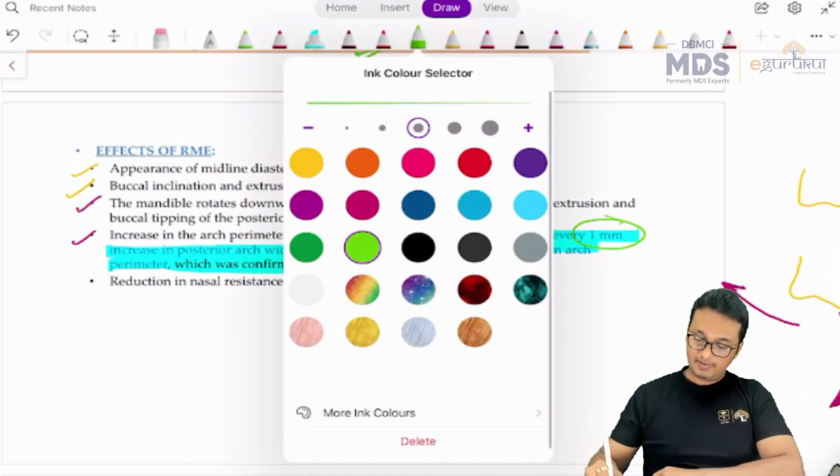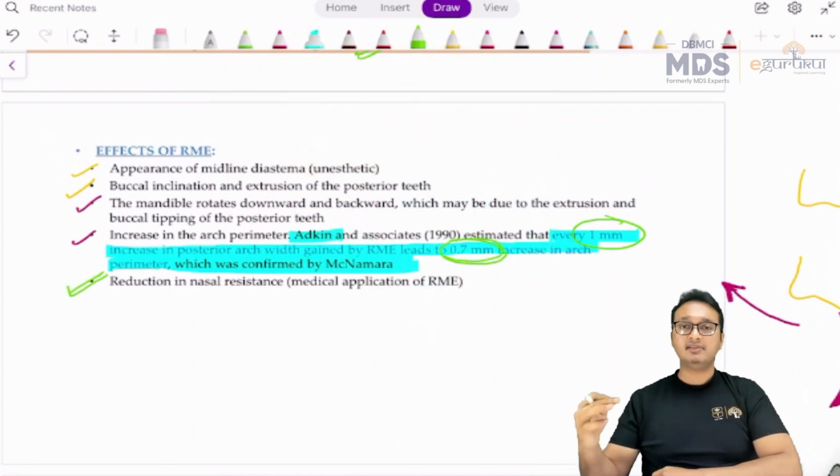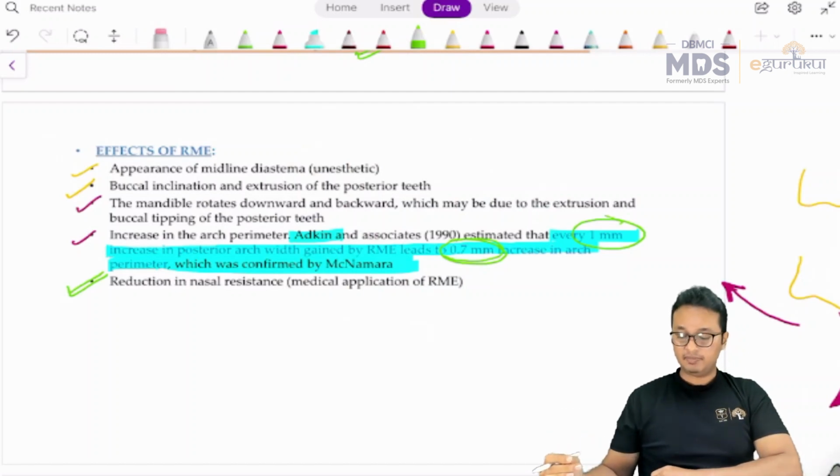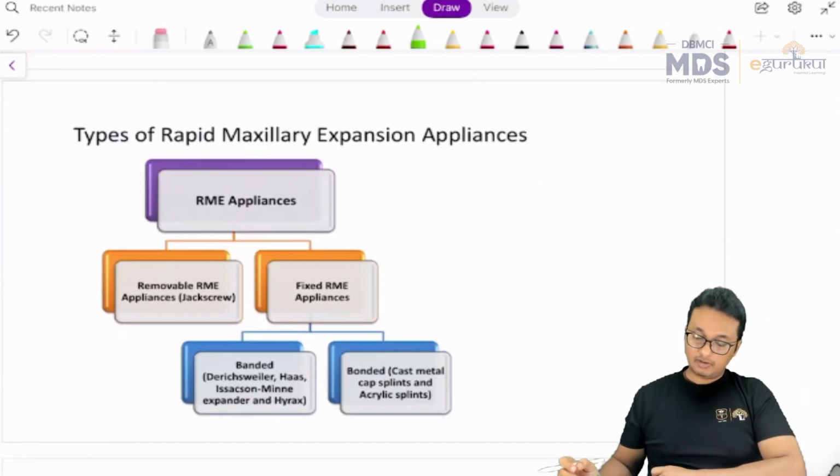And also, the effects of RME we have already discussed. It leads to reduction in the nasal resistance, and hence it increases the airflow, and this can be a medical application of RME. Now, types of rapid maxillary expansion appliances.